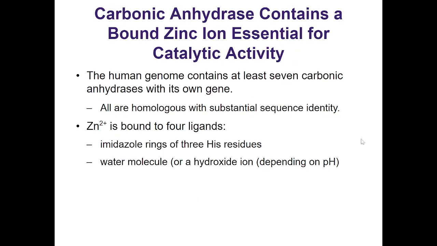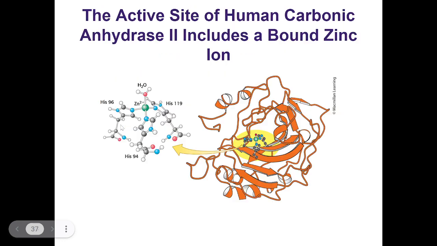Okay, so the carbonic anhydrase is going to contain a bound zinc ion essential for the catalytic activity. The human genome contains at least 7 carbonic anhydrases, each with its own gene. Yeah, there's 7 different copies of this in the human genome. All are homologous, with substantial sequence identity. The zinc 2+ is going to be bound to 4 ligands: the imidazole rings of 3 His residues, and the water molecule or hydroxide ion, depending on your pH in that region. Those will be the 4 things that are bound to the zinc 2+.